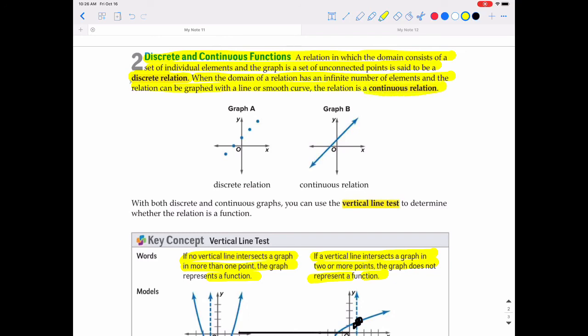So look at graph A. Graph A is just a bunch of unconnected points. All those points are not touching each other, so we would say it's discrete. And graph B, notice that the graph is a straight line, and since the graph is a straight line, we would say that it is a continuous relation. And both of these are functions, even though it says relation, they are both functions because they do pass the vertical line test.